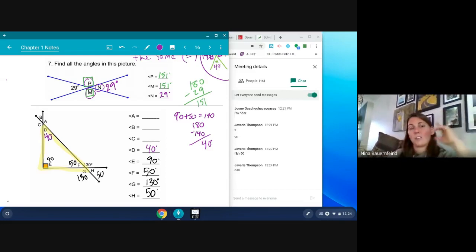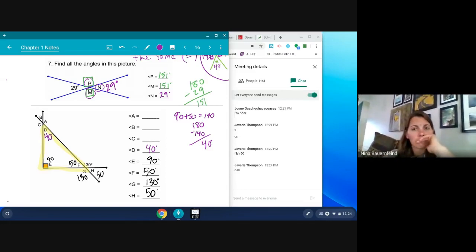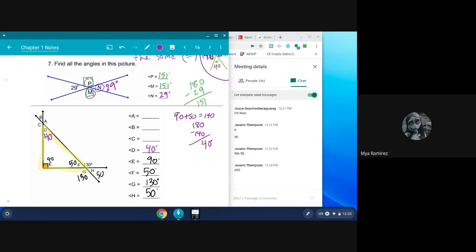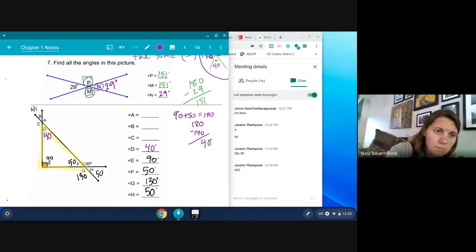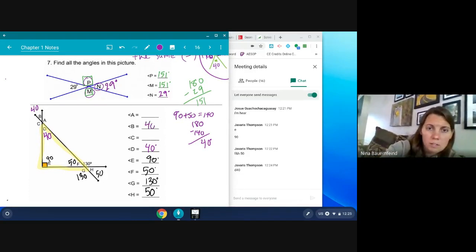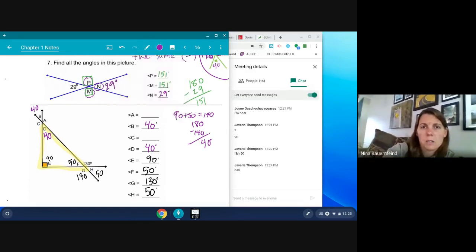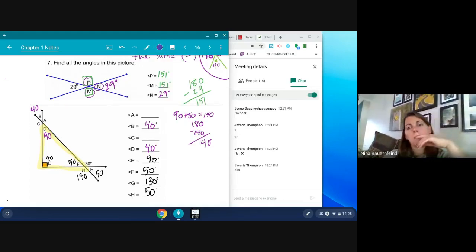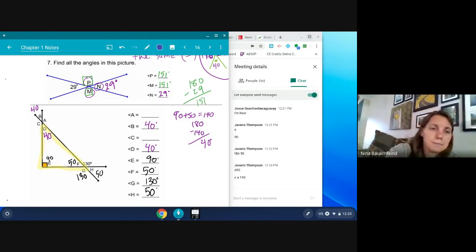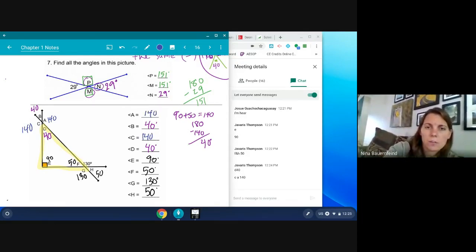So what else do you guys know? That B is 40? Yep. B is 40. What are those other two angles going to be? You got it. Nice job. 140. 180 minus 40 is 140.